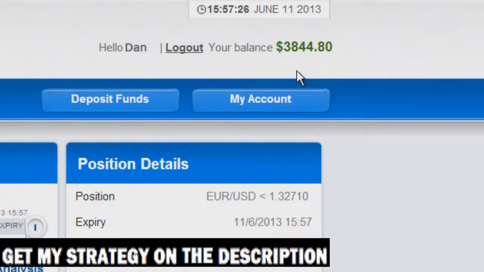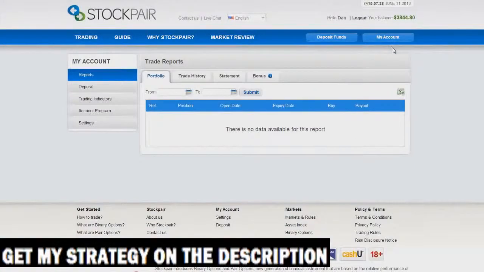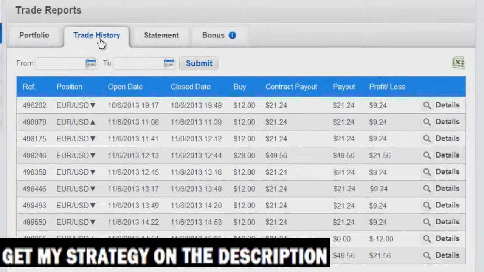So we'll click on the My Account tab. Then we'll click on the Trade History button, and again we've got this list of all the trades that we've submitted. We'll scroll right down and we'll see our first $12 trade, which again in review was a losing trade. Next is our $28 trade. You can see we won that trade with a payout of $49.56 and an overall profit of $9.56. So what do we do? That's right, we're going to start with step 1 all over again.